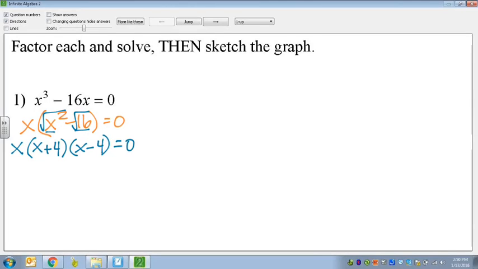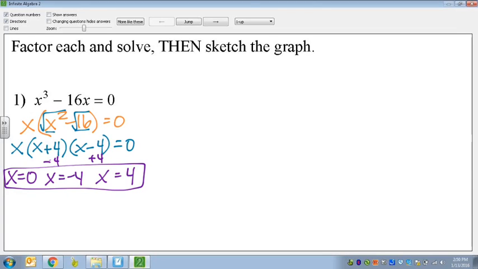Okay, and then from here we can set each part equal to 0. And if we solve, it would be x equals 0. We would subtract 4, so x would be negative 4, add 4, and then x would be positive 4. So these are my three answers. And again I get three answers because it's x cubed, so I would need three of them. Okay, so I have the roots of my problem.